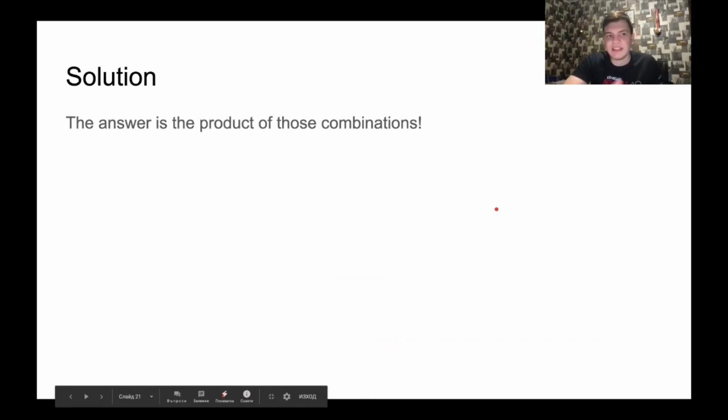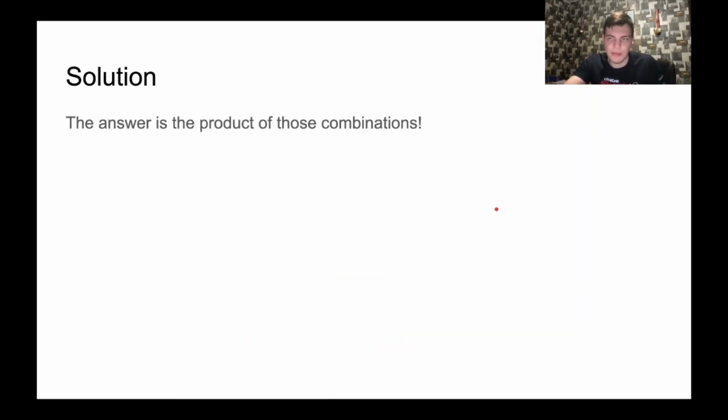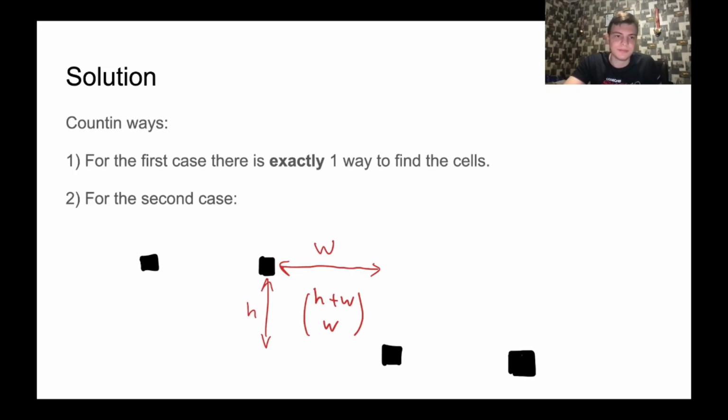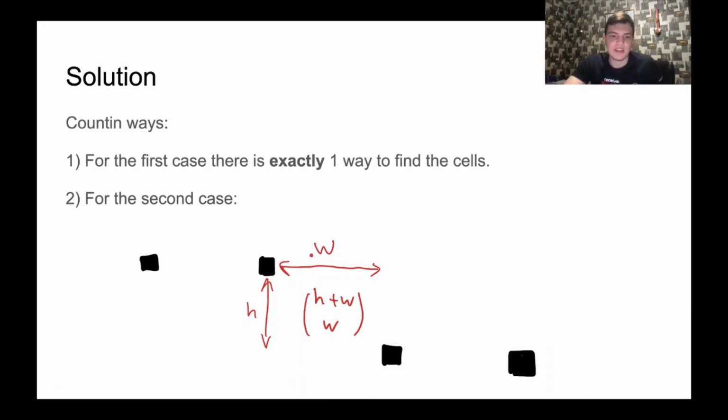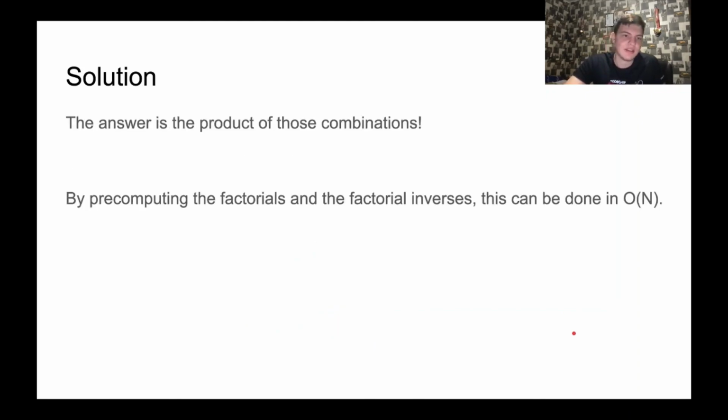And basically the answer is just the product of those combinations, if you consider all possible cuts and multiply over them. In the first case there is exactly one way to fix the cells, while in the second one we want to fix some path, so there is this combination number of ways to fix this path. And what you do is just multiply all of those coefficients, and that's your second answer.